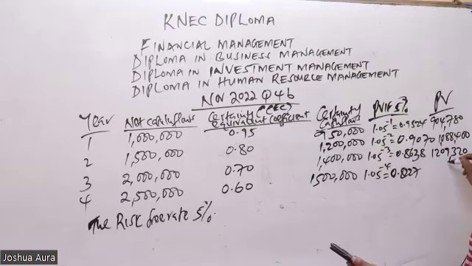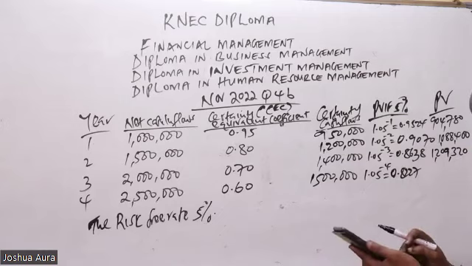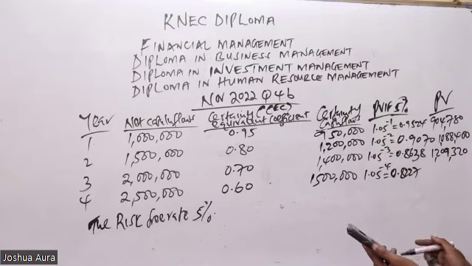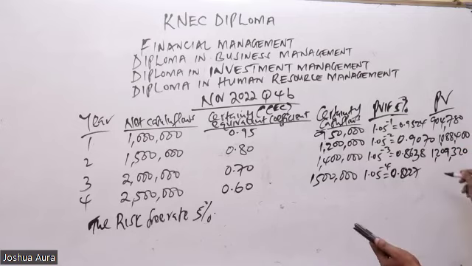1,209,320. What about for year 4? We will take 1,500,000 times 0.8227. What are we getting? 1,234,050.